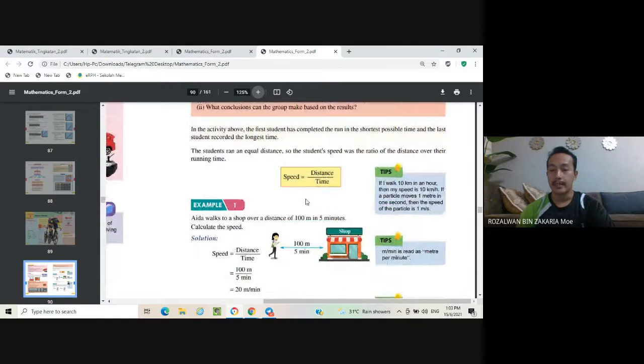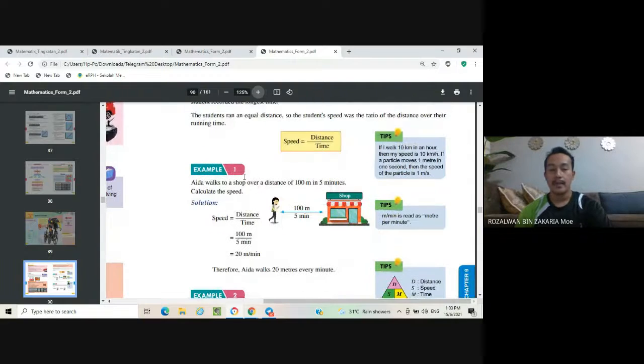Look at this first example. Example 1: Aida walked to a shop over a distance of 100 meters in 5 minutes. Calculate the speed. So how to find the speed? You have to use the formula given. The speed formula you have to memorize: speed is equal to distance divided by time.